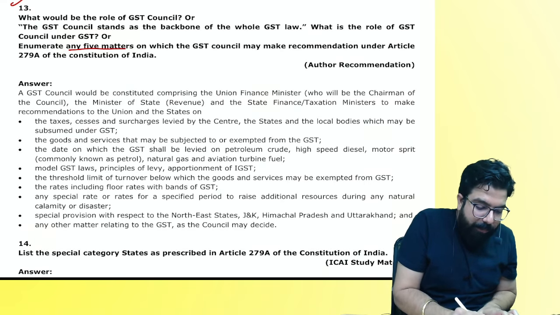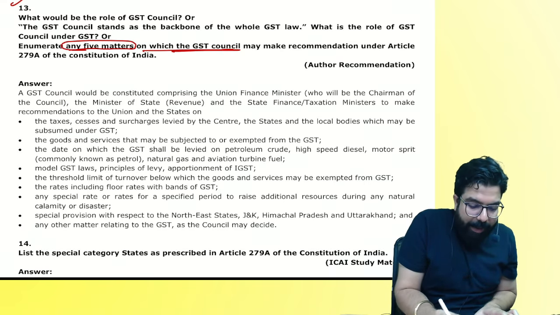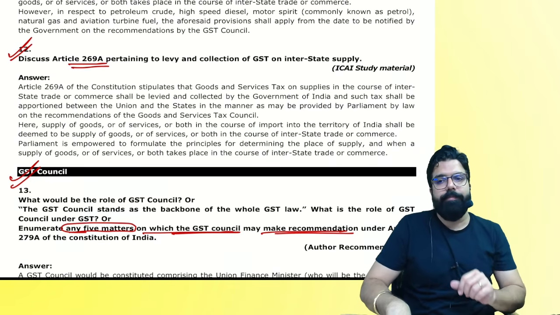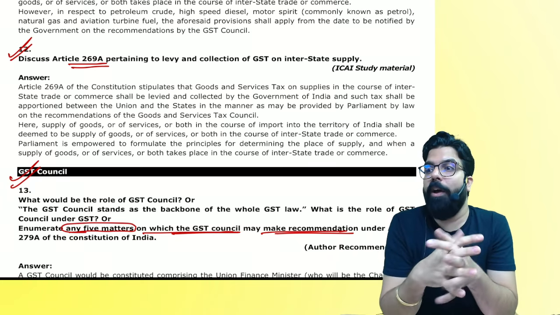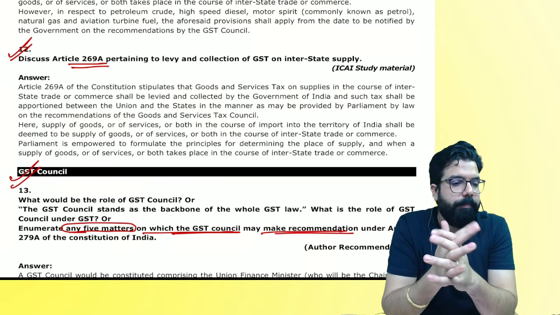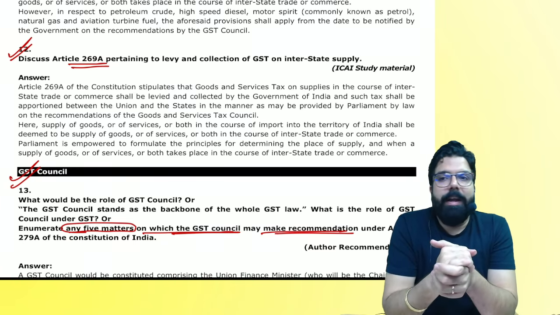People, any five matters on which the GST Council can make recommendations. Can you try and write, everyone? I'll give you 2 minutes, right? Pick up your pen and write. Hey, who doesn't do? Right. Pick up your pen and write.